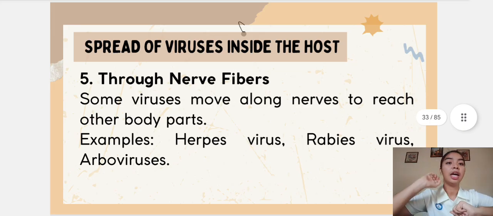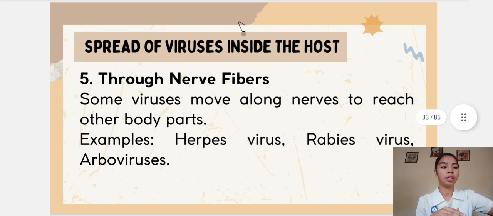For you to visualize this spread of viruses inside the body, which is cell-to-cell, in macrophages, in the lymphatic system, in blood and vessels which can cause viremia, and in nerve cells, I will be showing you pictures of this for you to better illustrate it in your mind.